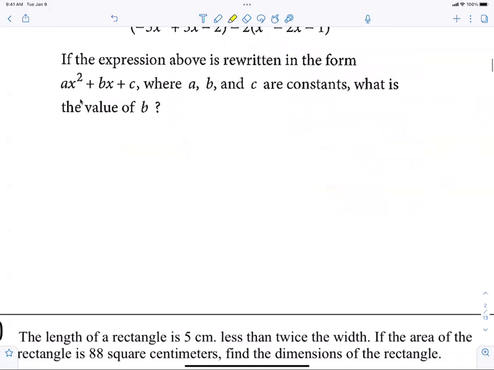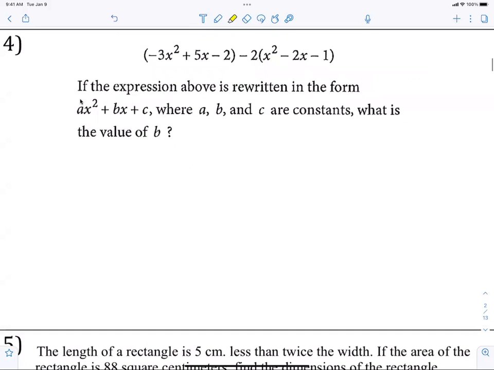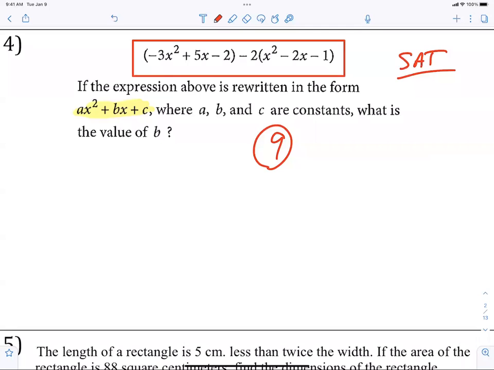Number 4. Same principle here, guys. Same problem. Quickly, let's see if you can figure what B is. 30 seconds. I'm going to pause the video. Let's see. So we have a couple of you saying it's 9.